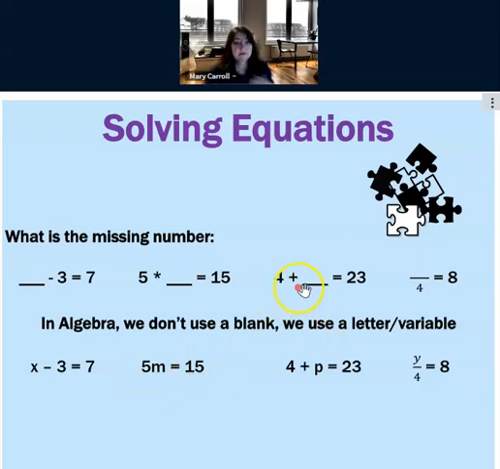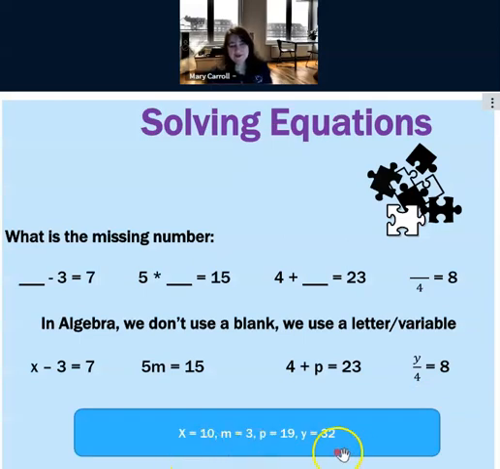Or 4 plus blank equals 23, what does p equal? Or the last one is a blank over 4 equals 8, so y divided by 4 equals 8. Pause the video and see if you can answer some of these. Alrighty, there's the answers down there, especially this last one if you didn't get it. We're going to be going over those today anyway, so don't fret.